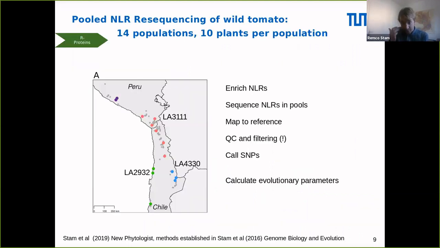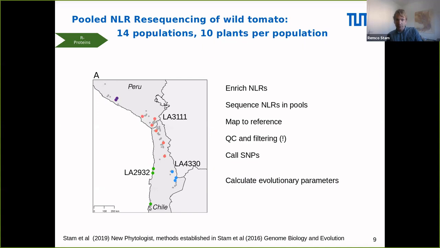So we can start testing whether these NLR genes, these typical resistance protein coding genes, are evolving in the species, and how they are evolving. Are all of them evolving? Is one of them under strong positive selection pressure? What is happening? So to do this, we take, again, a set of populations.